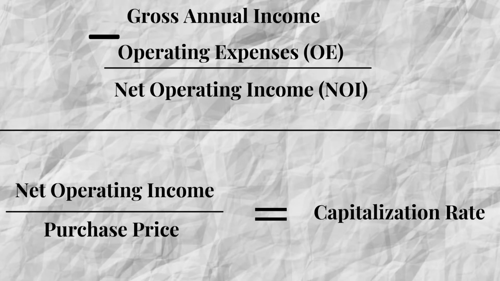You start out with your gross annual income. You subtract your operating expenses, and that leaves you with your net operating income. Then you divide that amount by the purchase price of the property, and that gives you your cap rate. Okay, let's define some terms here, and then we'll go through an example.